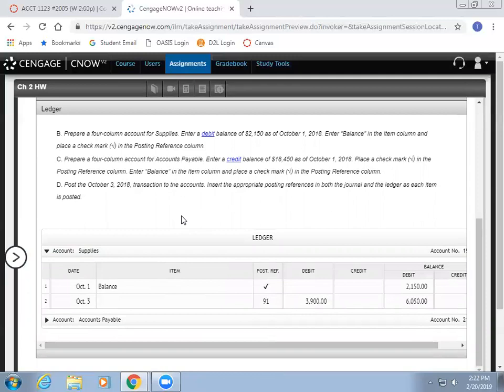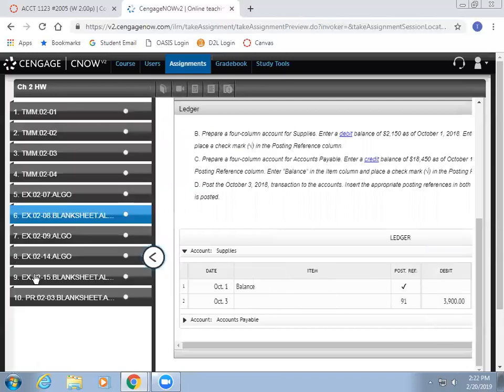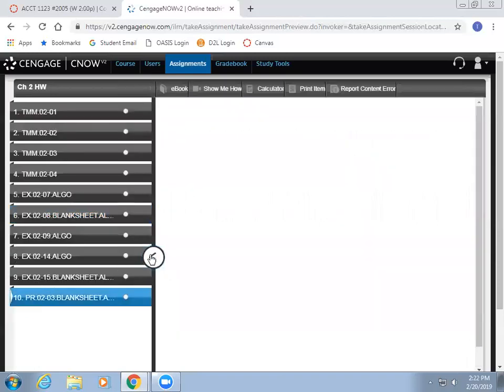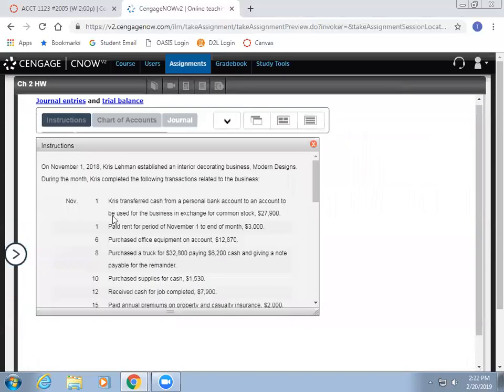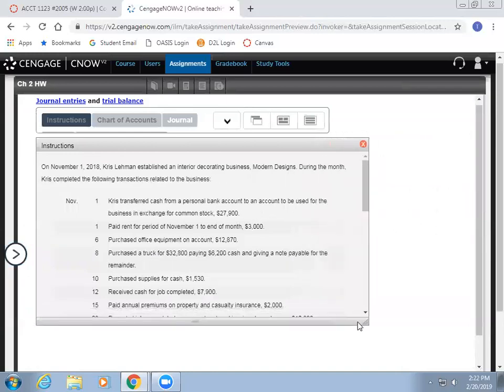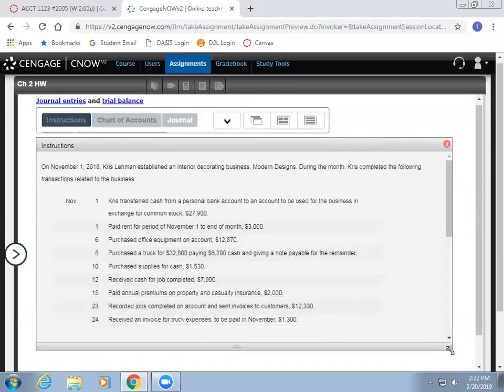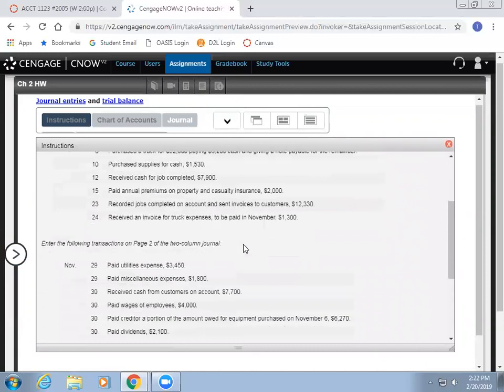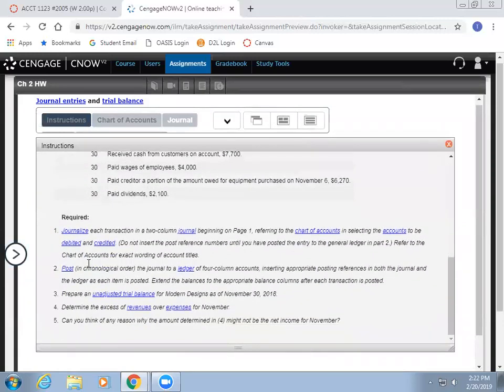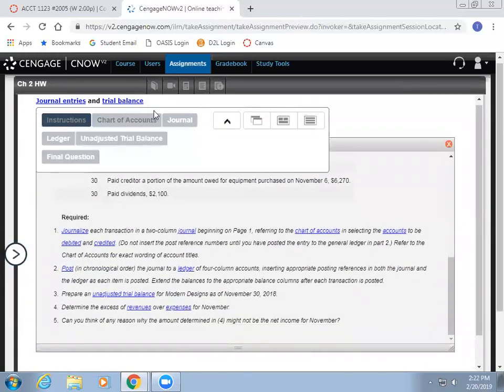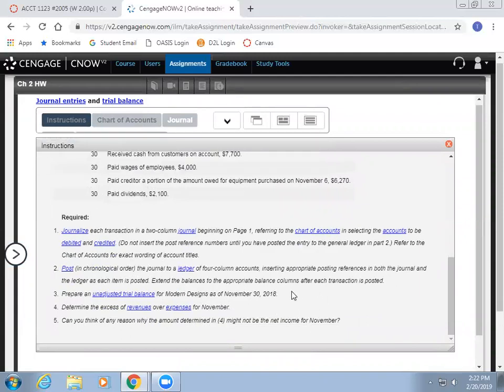Before we get to the last homework question, was there any other questions on any of the other homework? Okay. So then on question 10, it was the big one, right? So you're doing a month's worth of transactions. You're journalizing them. You're posting them to the ledger. You're doing the unadjusted trial balance, like the whole shebang, right?